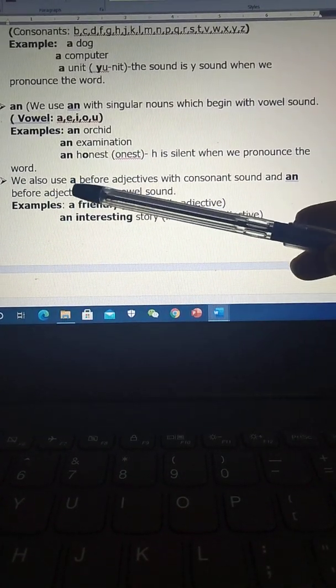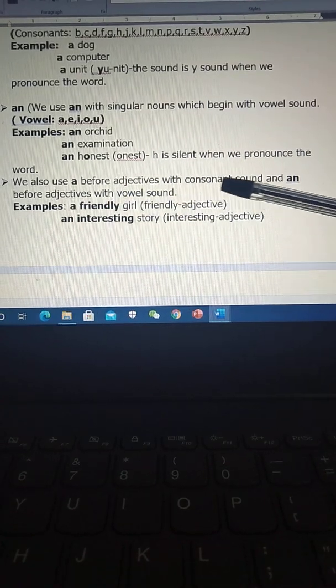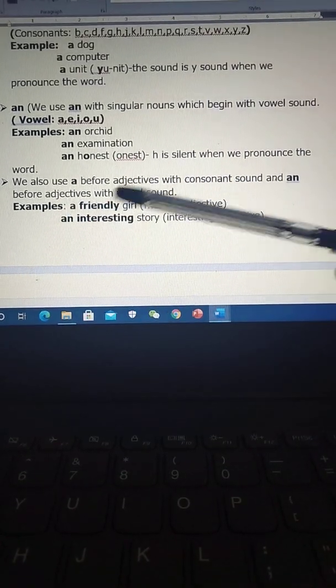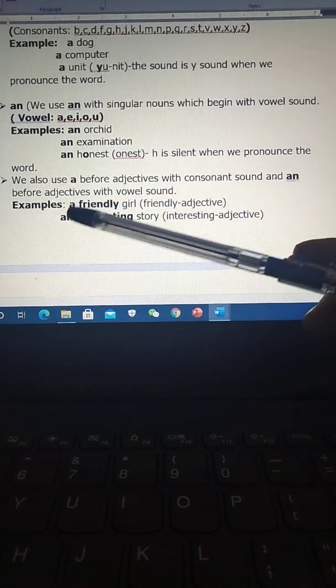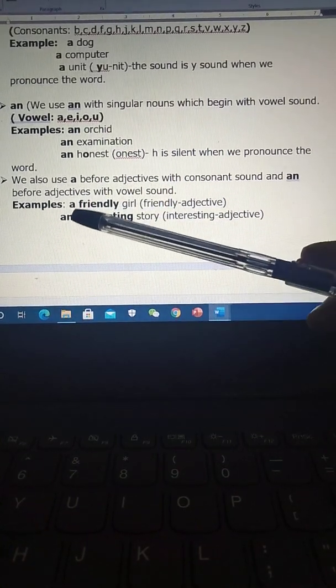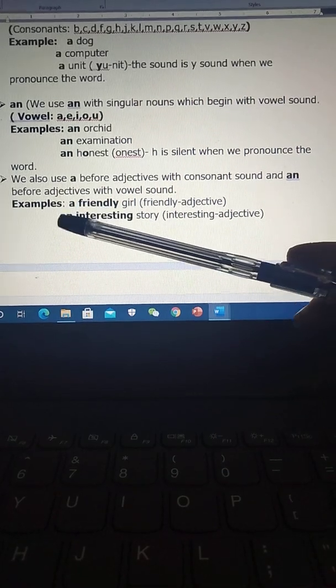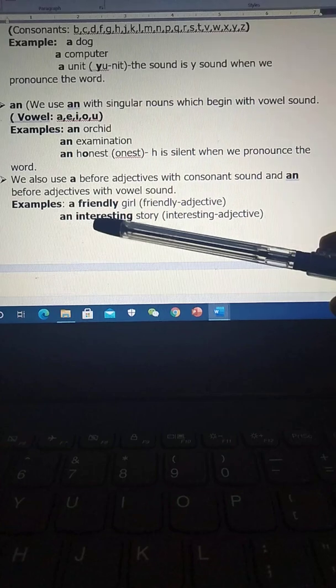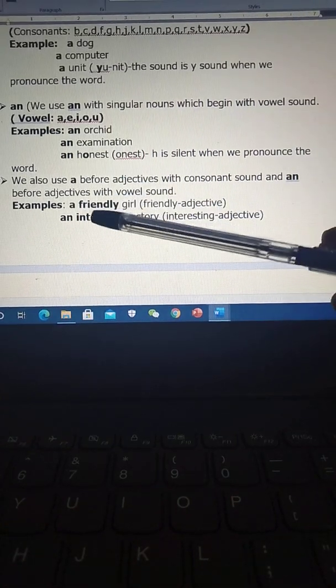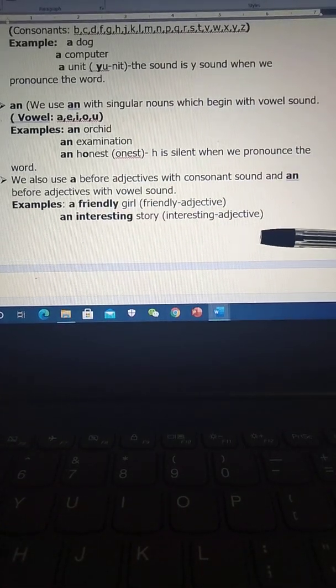We also use a before an adjective with a consonant sound and an before an adjective with a vowel sound. Now look here, adjective, friendly. A friendly girl. F is a consonant sound. An interesting story, I. So in front of the adjectives also we use a and an, that is, articles.